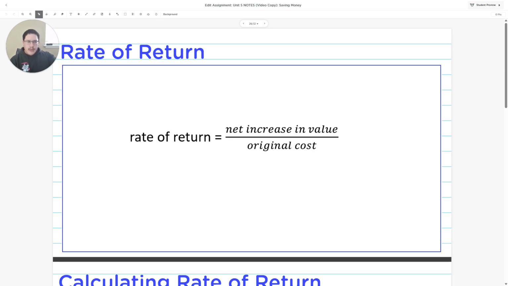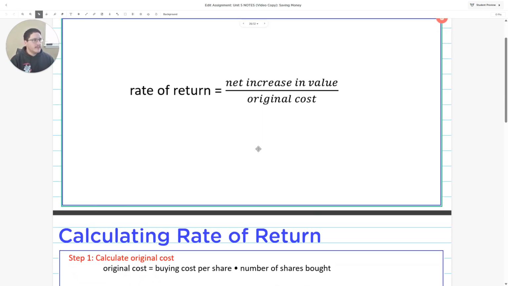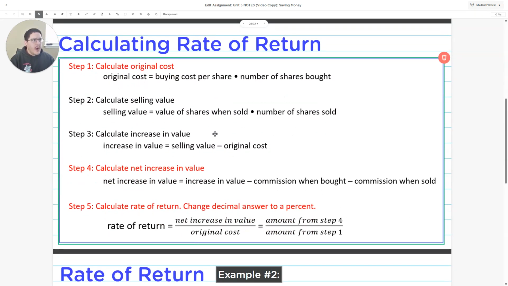Anyways, let's get into rate of return here. Rate of return is the net increase in value divided by the original cost, so the original cost of the share. The net increase in value is the increase or decrease from the time you buy the stock to the time you sell the stock. We're going to see how much it increased or decreased at that time, and that's the rate of return. I'm going to go through the steps, which will make more sense when we actually go through the problem.